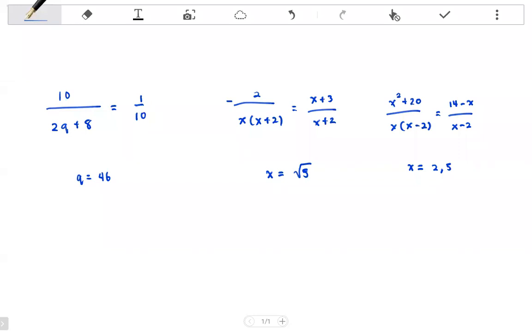So what I really didn't say is I was hoping one of you guys would catch it, but there are also extraneous solutions in this part of the question. So 2 is not a solution because if we plug in 2, it's 2 squared plus 20 over 2 times 2 minus 2 equals 14 minus 2 over 2 minus 2, and 2 minus 2 is equal to 0. And we can't divide by 0. So just 5 would be correct.